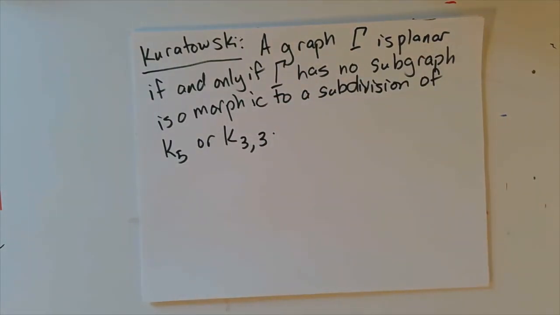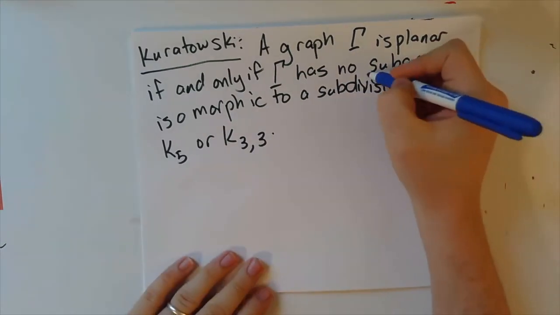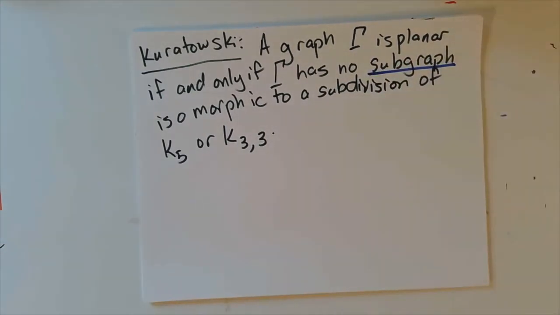Okay, so there are 2 words in here that I technically have not said. One of them I think is easier to guess what it means than the other. So what's a subgraph? A subgraph is some but not all of the vertices and edges of a graph.